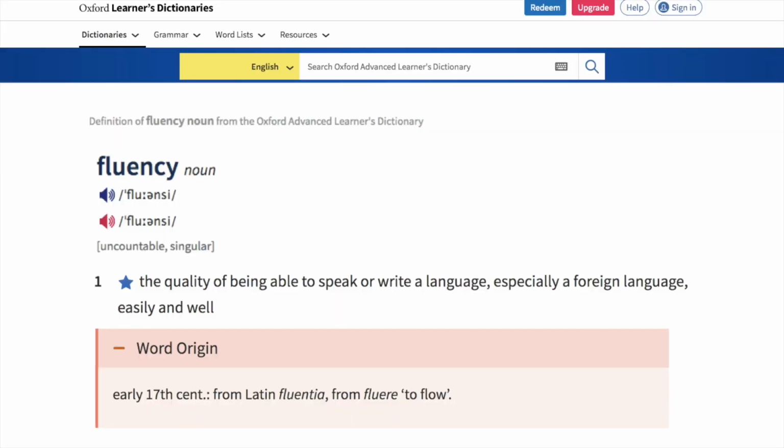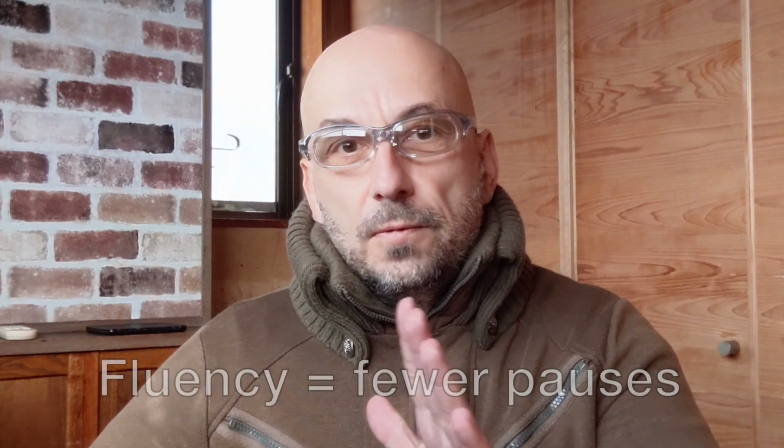Now, fluent and fluency are the most overused and abused words by both language learners and language teachers. Lots of definitions. But I think most people associate fluency with flow, continuous sound, no pauses, no fillers like well, no um's and ah's. And so for the purpose of this video, our definition of fluency will be continuous talking, fewer pauses.